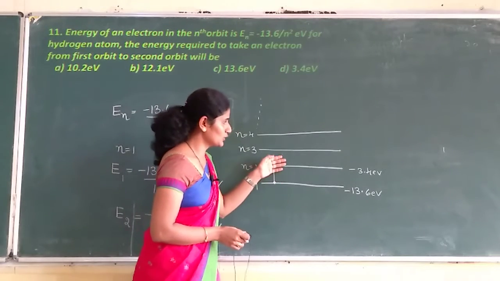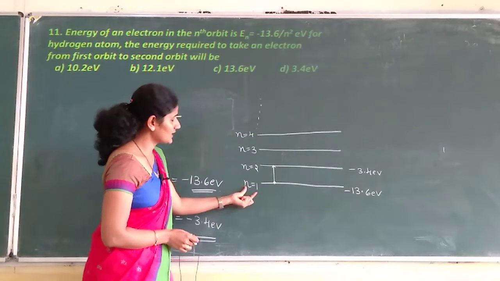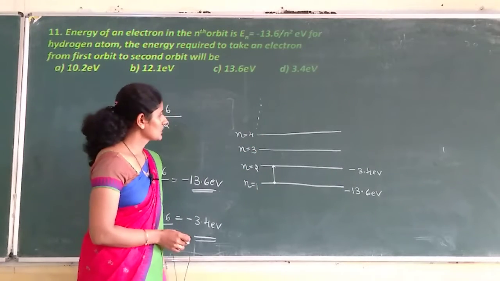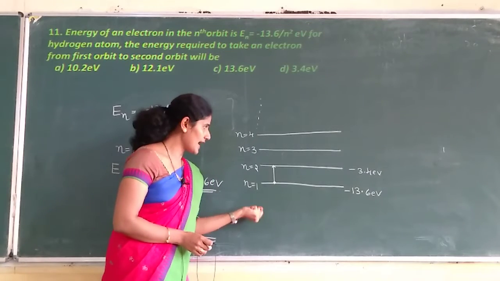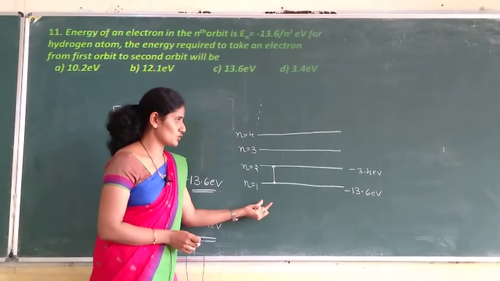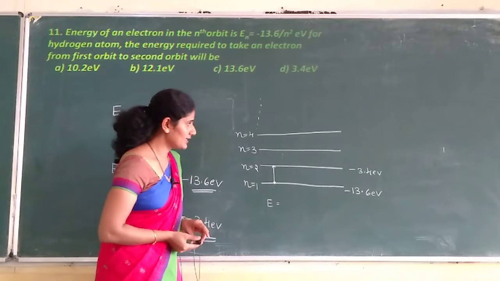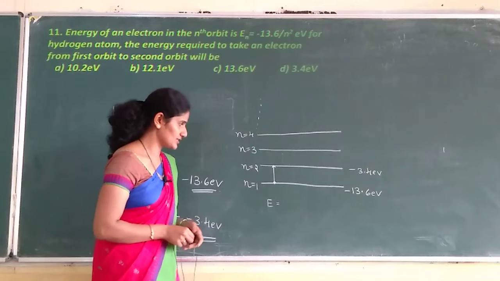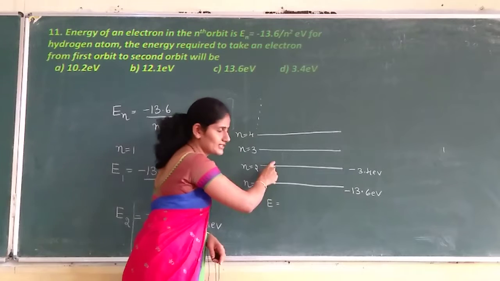As we go away from the nucleus, energy increases. So we have to take an electron from a lower energy level to a higher energy level. The electron in the lower energy level absorbs some energy and goes into the higher energy level. The energy absorbed by the electron, that is E, must be equal to the energy difference between these two levels, n equal to 1 and n equal to 2. I will consider this as the initial state and this as the final state.